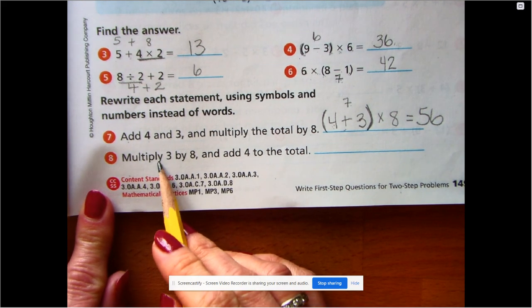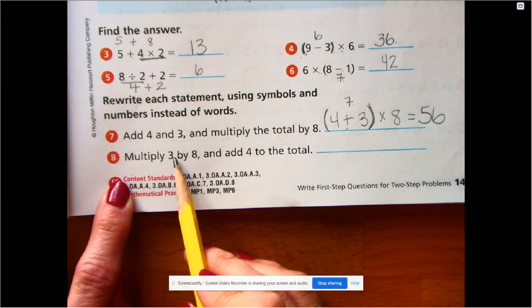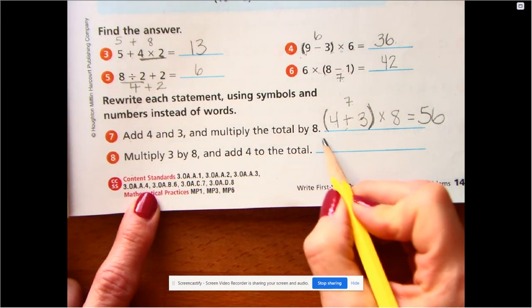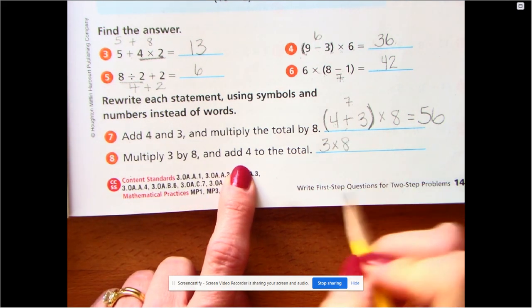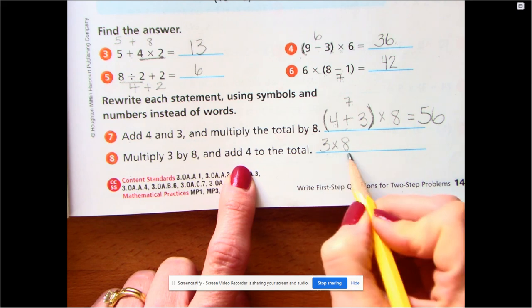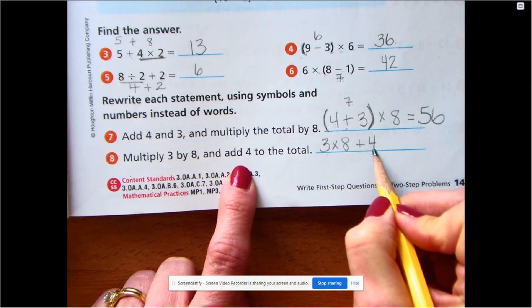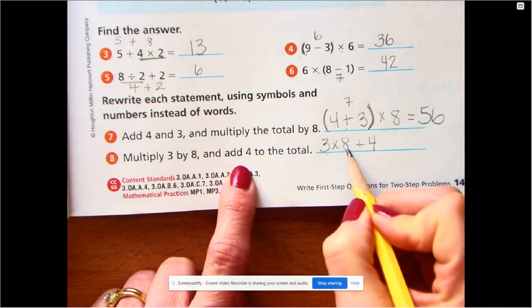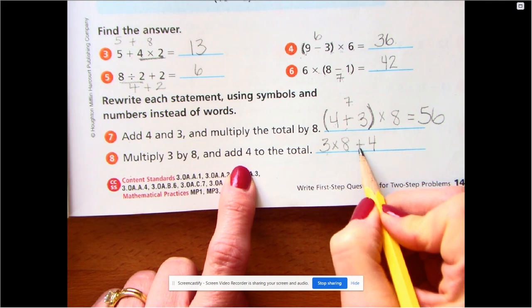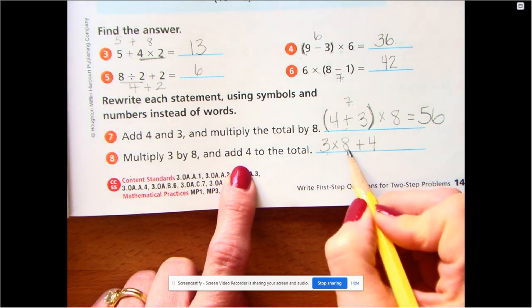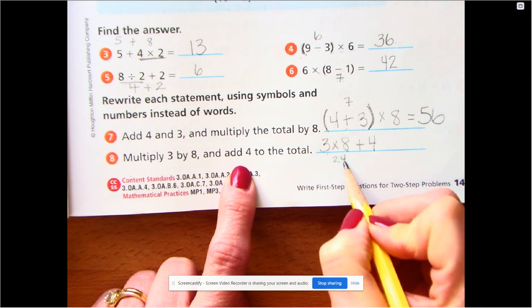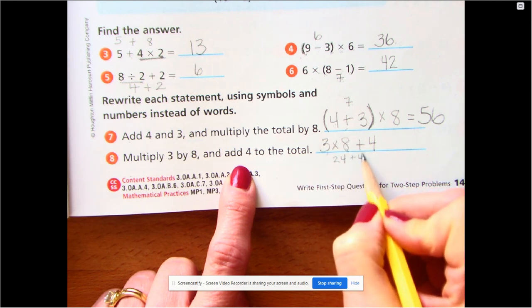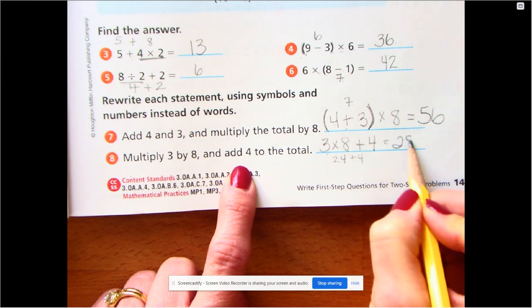Let's try rewriting this one. Multiply 3 by 8, so 3 times 8, and add 4 to the total. So I know I have to multiply first. I'm just going to add 4 to that total. I don't need parentheses because the rule tells me I multiply or divide before I add or subtract. So I don't need parentheses here. 3 times 8 is 24, but you're getting good at that. Plus 4 more, it's going to be 28 altogether.